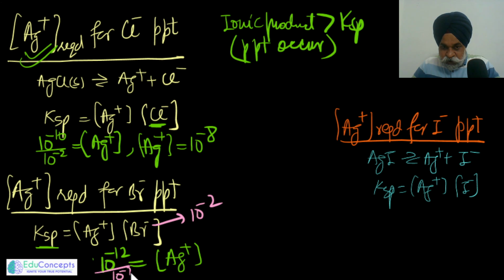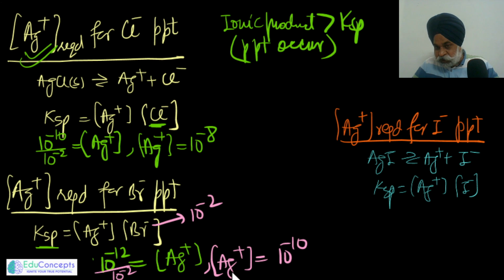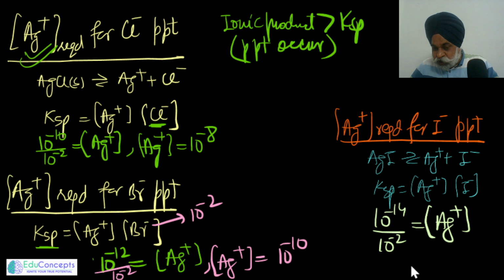So divided by 10^-2, this comes out to be the Ag+ concentration required for the precipitation of the bromide ion, which is 10^-10. And similarly for iodide, if I do it hurriedly, the KSP I have taken is 10^-14, and the iodide concentration is 10^-2, so the Ag+ concentration required for the precipitation of iodide would be 10^-12.